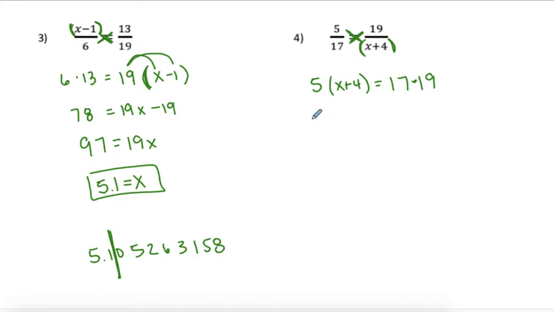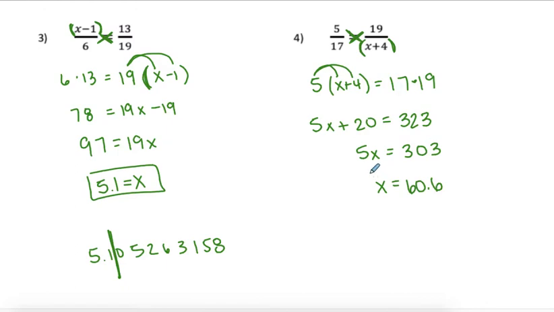I'm going to distribute on the left-hand side, 5x from the first, and 5 times 4 is 20 on the second. 17 times 19, I get 323 for this quantity here. Inverse operations, minus 20, divide by 5. If it ends in 3, it's not going to divide evenly, so I'm using my calculator here. And I get 60.6, which is to the nearest tenth, so I don't need to do any rounding.